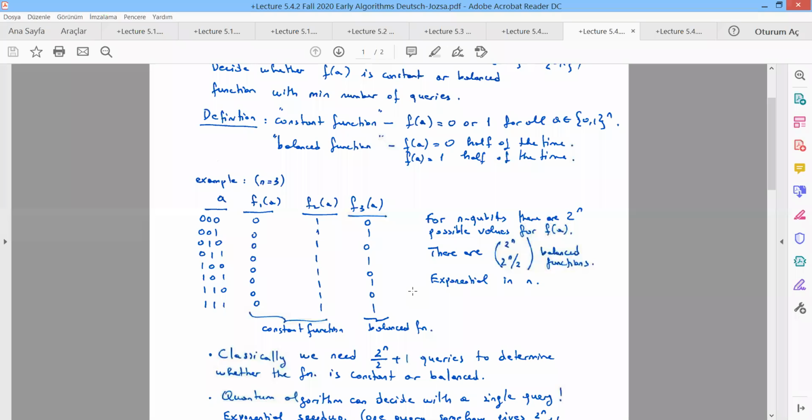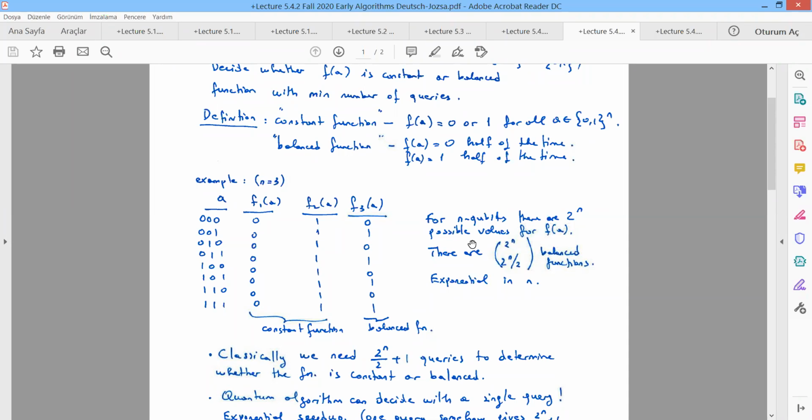Obviously, there are many other functions that are neither constant nor balanced. But for this particular example, we only consider a constant function and a balanced function. And the purpose of this algorithm is to deduce whether this function is a constant or a balanced function with a minimum number of queries.